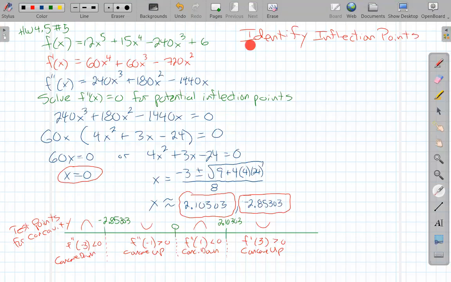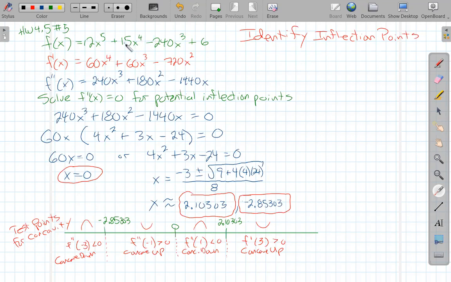Here I want to identify the inflection points for this polynomial function: 12x^5 + 15x^4 - 240x^3 + 6. To do that, for inflection points, or changes in concavity, I have to find the second derivative, which tells me about concavity. So first derivative: 5 times 12 is 60x^4.